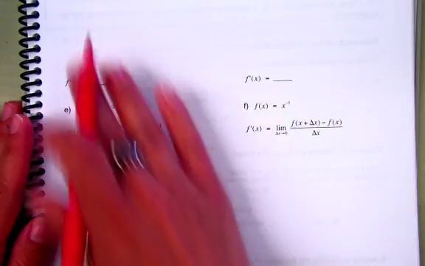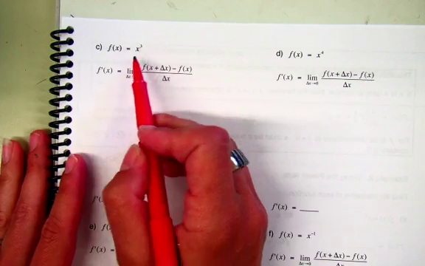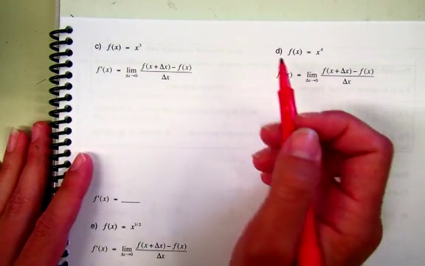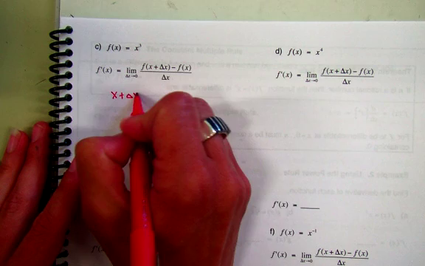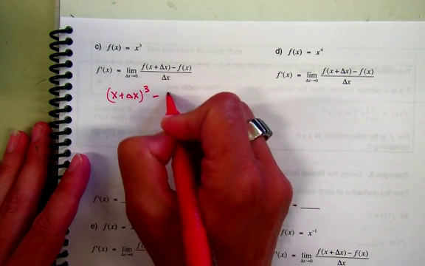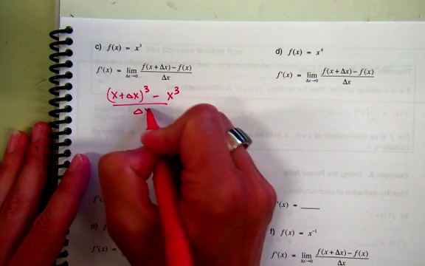I'm not going to do all of them. I think that's a little overkill. But how about x to the third? Well, let's work this out. So we'll have x plus delta x to the third minus x to the third over delta x.